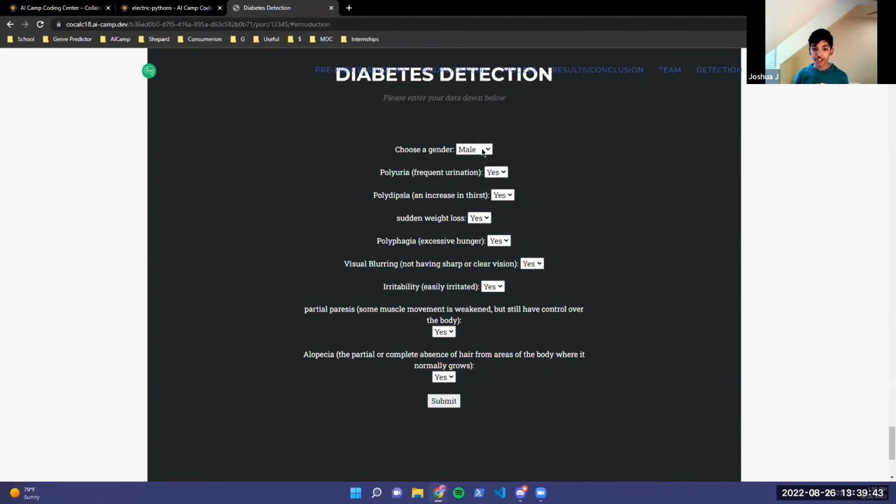So you will choose your gender and choose whether you have the 8 different symptoms: polyuria, frequent urination; polydipsia, an increase in thirst; sudden weight loss; polyphagia, excessive hunger; visual blurring, not having sharp or clear vision; irritability, easily irritated; partial paresis, some muscle movements weakened, but still have control over the body; and alopecia, the partial or complete absence of hair from areas of the body where it is normally grown.